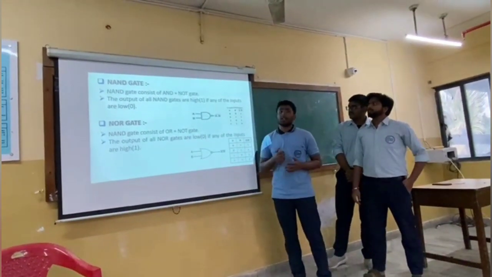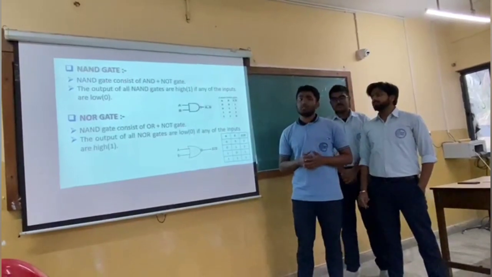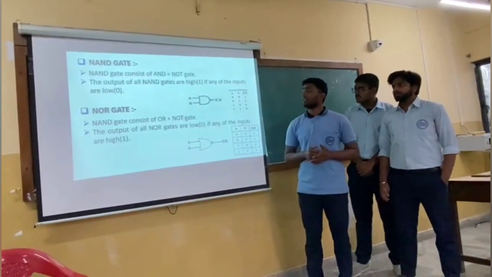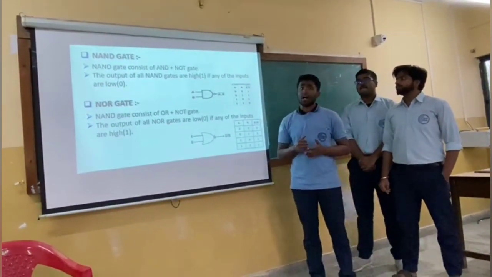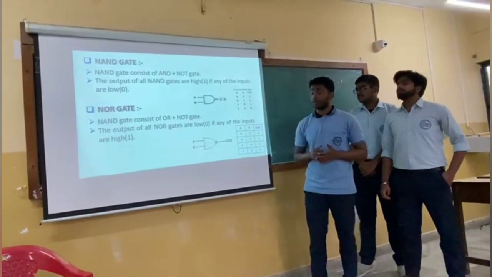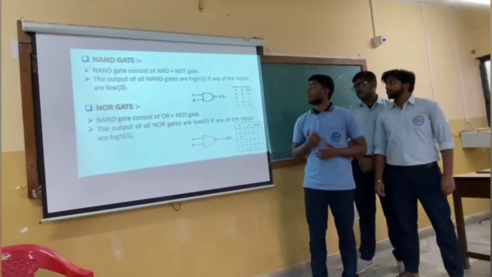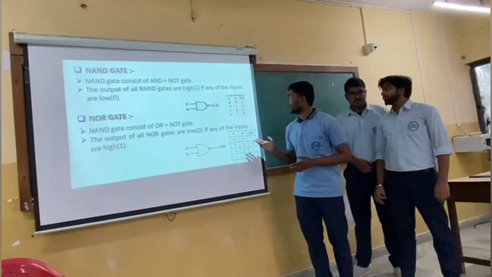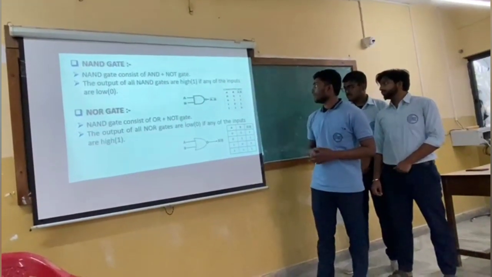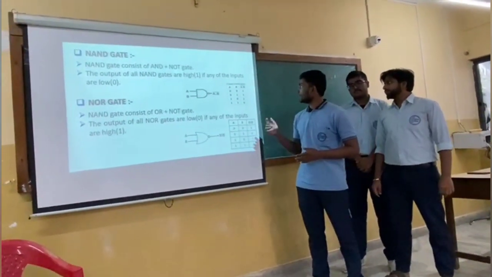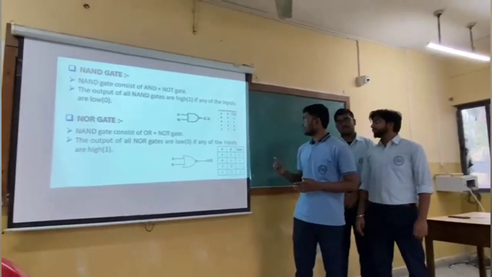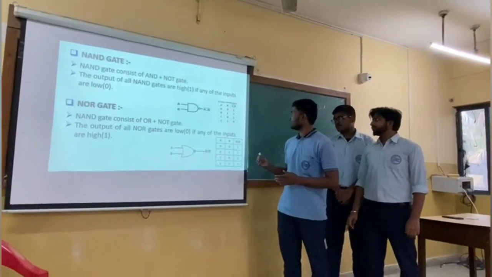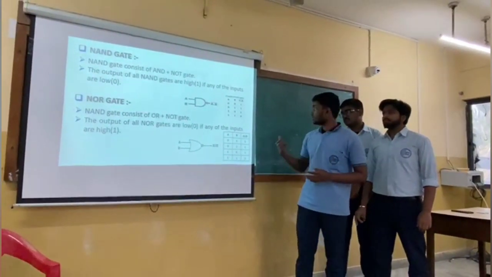The NAND gate consists of AND plus NOT. The output of the NAND gate is high if any of the inputs is 0. This is the two input diagram of the NAND gate: A dot B complement, 0 0 gives 1, 0 1 gives 1, 1 0 gives 1, 1 1 gives 0.